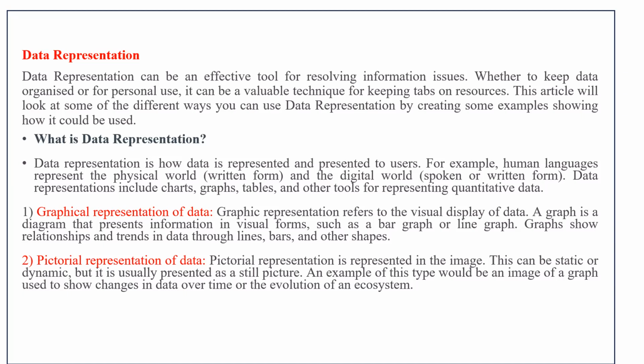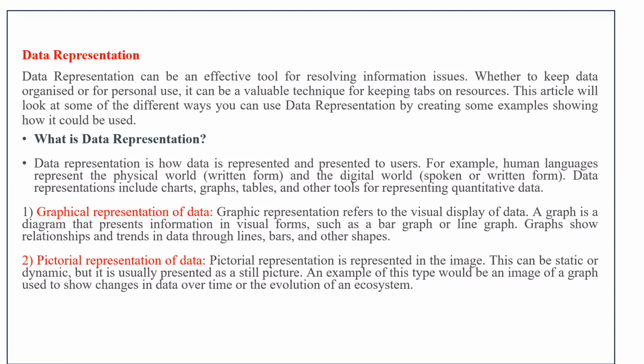So graphical representation of data refers to the visual display of the data. A graph is actually a diagram which presents the information in visual form, such as a bar graph or line graph. When you look at the graph, you can immediately understand very clearly what the actual result is, what the data is telling you, or what the conclusion of that particular data is. So graphs show relationships and trends in data through lines, bars, and other shapes.